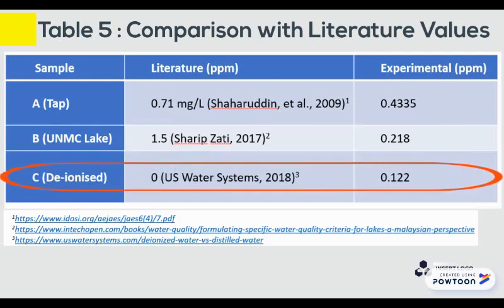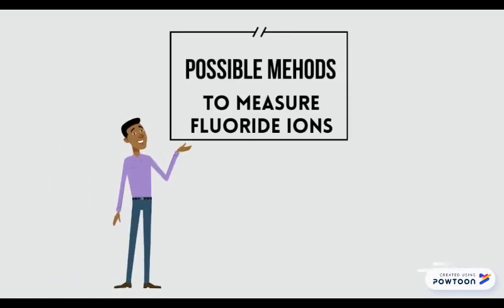Finally, for deionized water, which is sample C, ideally the concentration would be 0 because, as the name suggests, it is completely treated to remove all the ions. However, due to some impurities that might have been introduced during the experiment, there is a certain value obtained for its experimental counterpart. Now, there are other possible methods to measure the fluoride ion concentration in water from different sources.